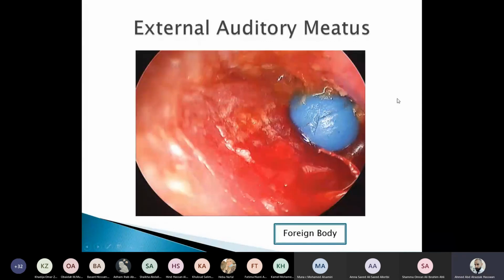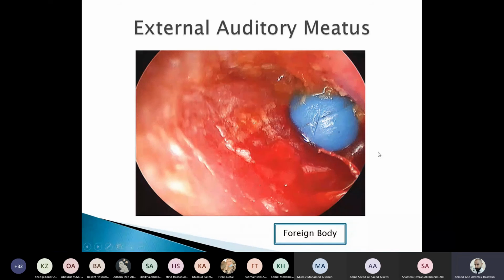So, guys, now let's go back to the abnormalities that we can see in the external auditory meatus. Can you see this? This is very common in the pediatric age group. Can you see, first of all, the bleeding? Can you see the destruction of the auditory meatus? And what can you see here? This is clearly a foreign body.